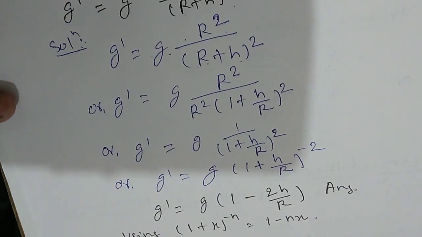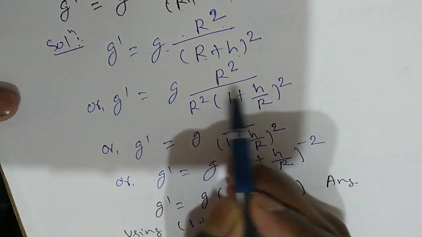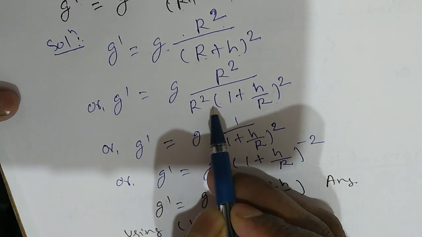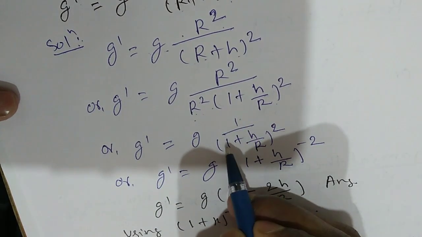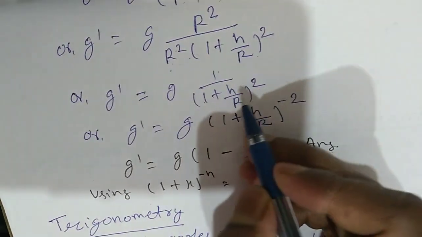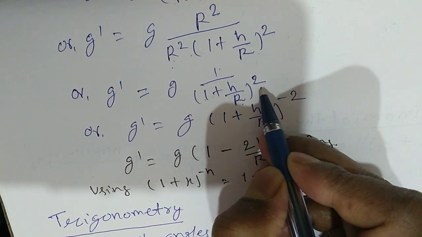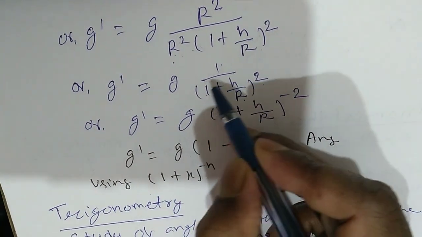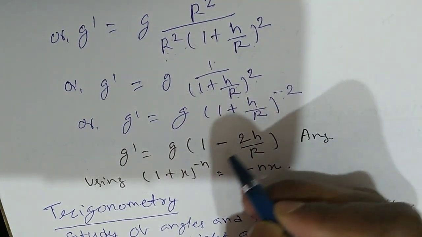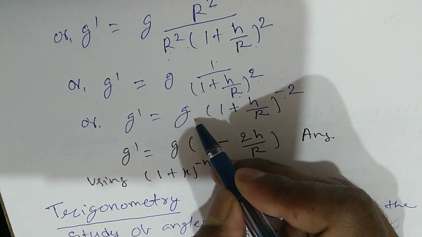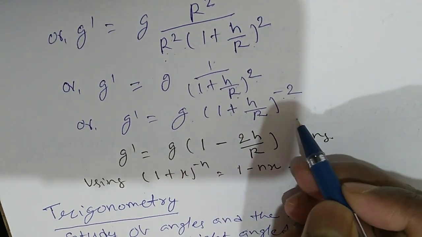The next one: g dash is equal to, I take R as common outside of the brackets, R square, so R square and R square both cancel, and the next is 1 upon (1 plus h by R) whole square. Taking this to the upper side, we write minus 1 as a power. So we get g dash is equal to g into (1 plus h upon R) to the power minus 2.